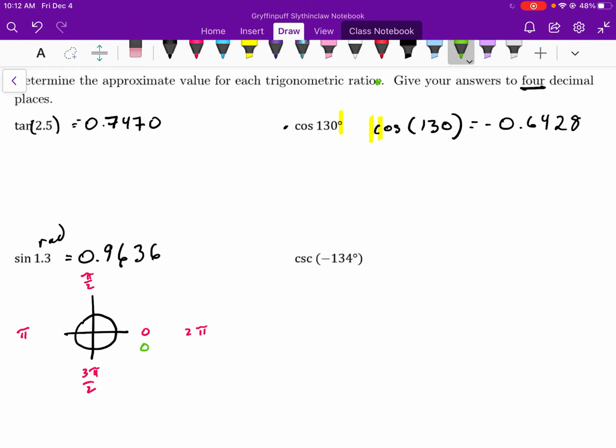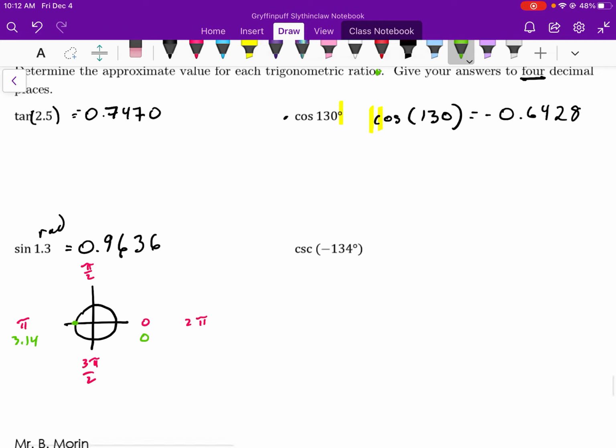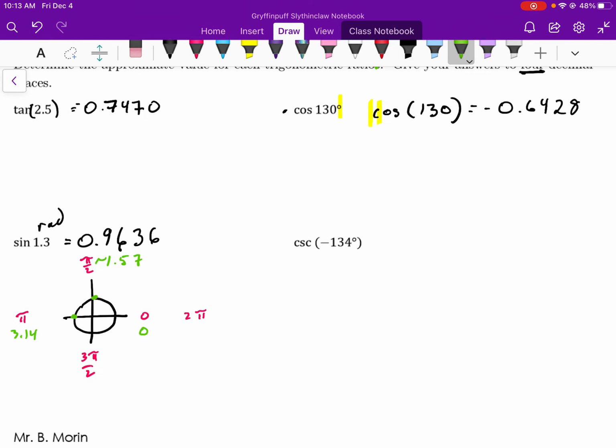This is 0. This angle over here is pi, which is approximately 3.14. Now, if pi is approximately 3.14, pi over 2, pi divided by 2, or half a pi, we're all talking about this position here, would be approximately 1.57. So what am I talking about with my angle is 1.3? My angle 1.3 is in quadrant number 1. So it actually makes sense that the sine value is positive. All right, let's move on.